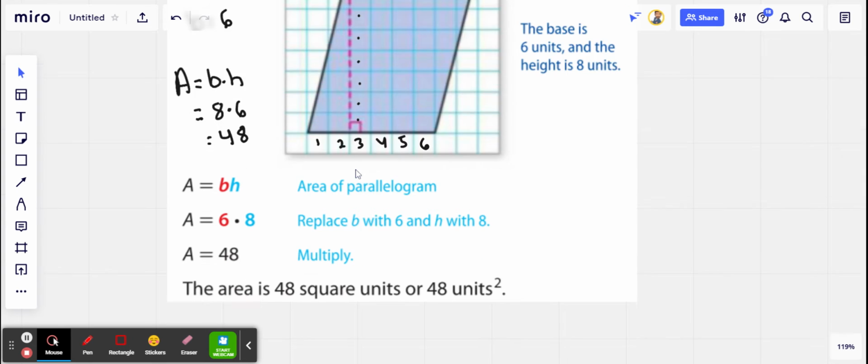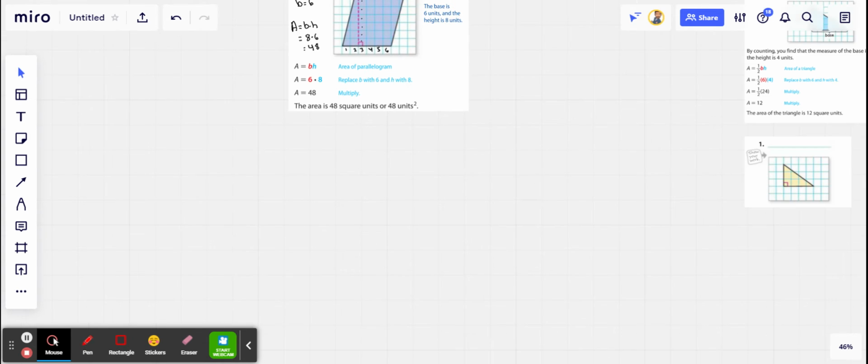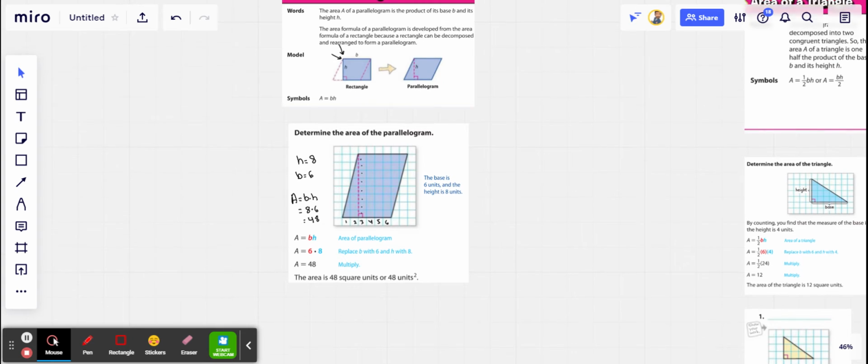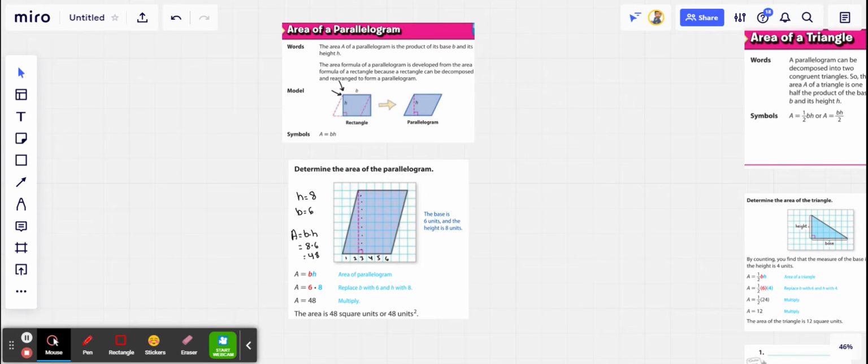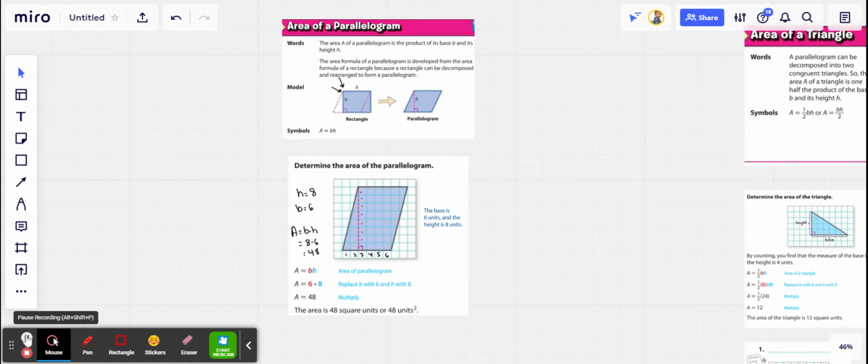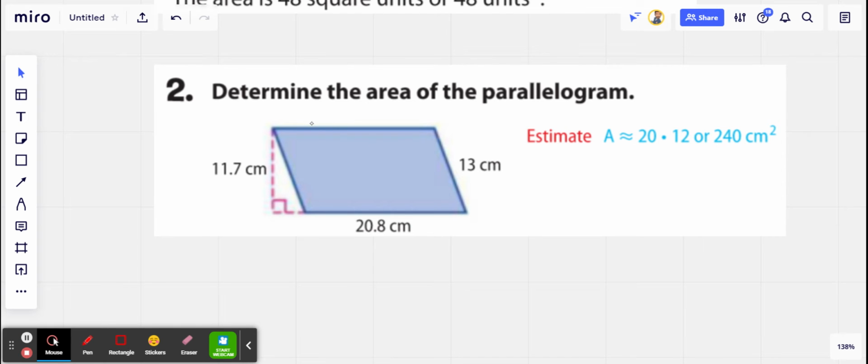Okay, let's look at another example. Let's see, where is it here? Oh, is that the only example? I guess that's the only example I had. Let me see if I can find another one real quick. Okay, let's look at this one. It says determine the area of the parallelogram.